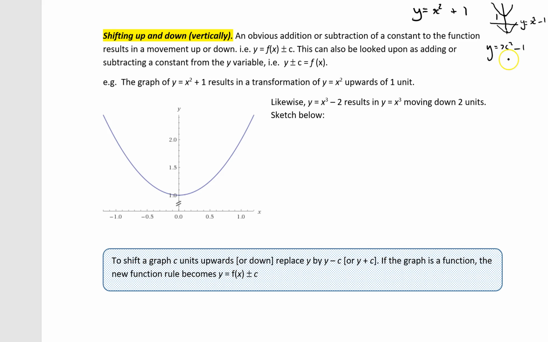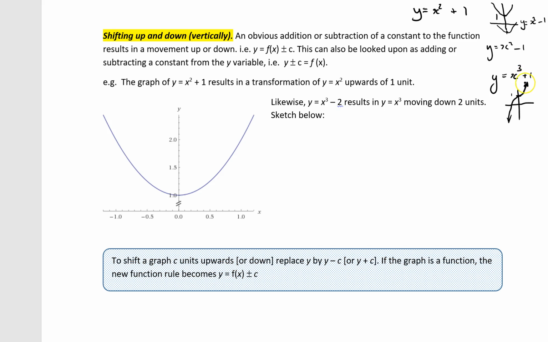Now that is the same with all our other functions. So once I start talking about the cubic, y equals x cubed, add 1 to it, and it takes the cubic from its original position through the origin up 1 unit. So we're going to sit up here, 1 unit up from its original position. Likewise, subtracting 1 would push it down.